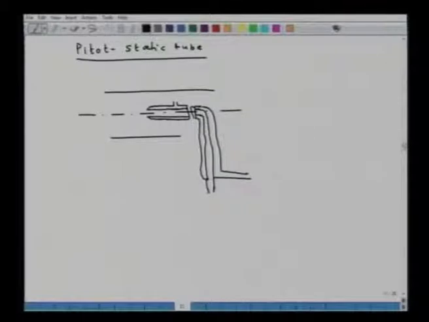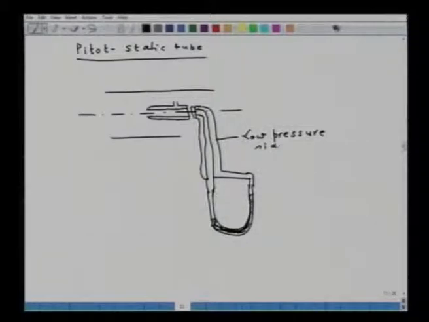So, here we attach a manometer. This is a manometer, and this records a pressure differential. So, as such, this is the low pressure side, and this is the high pressure side.